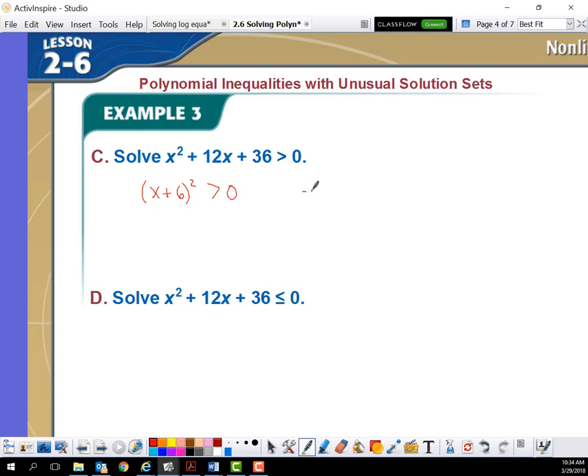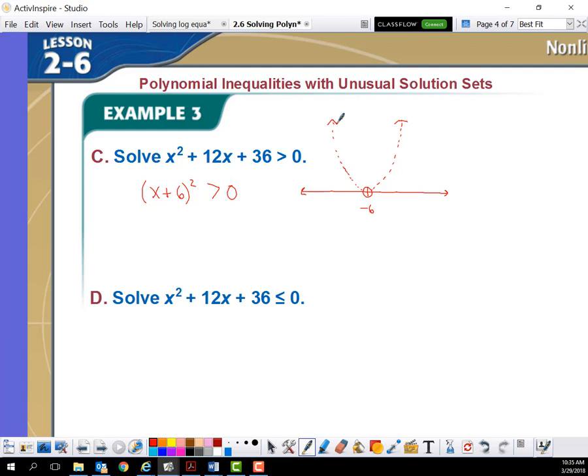Well, what we should know about the graph of this function is that it does have one x-intercept. It has an x-intercept at -6. This parabola is going to open up because it has a positive lead coefficient. It's going to be an open circle because it's not "or equal to." So this graph, if we graphed it, is actually going to bounce off the x-axis at x equals -6.